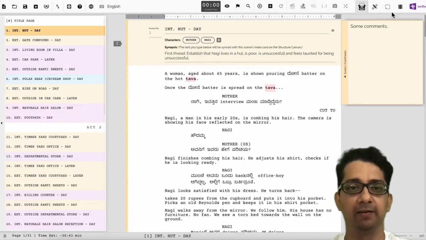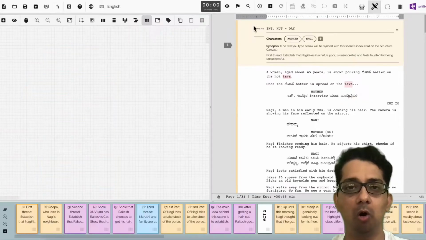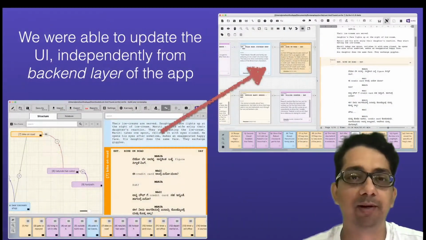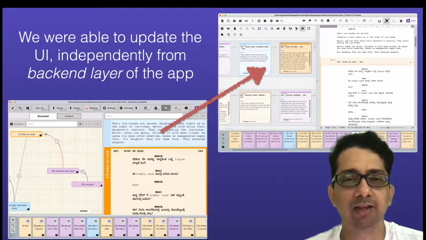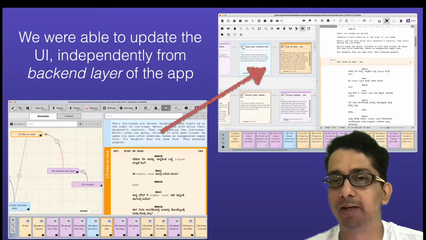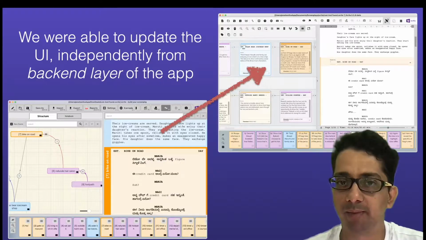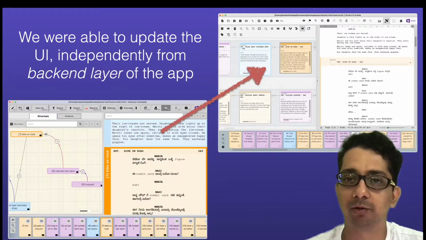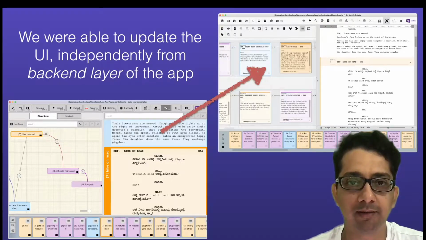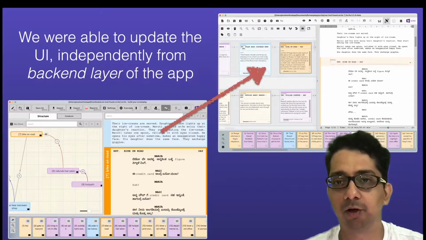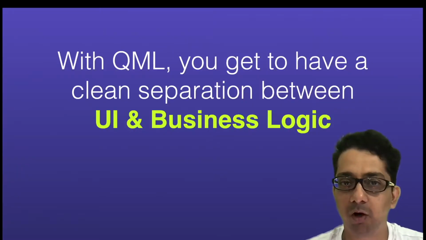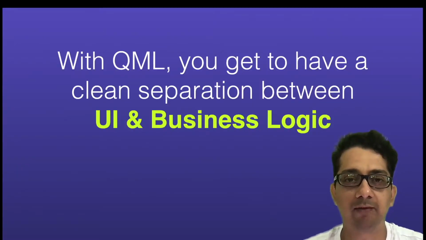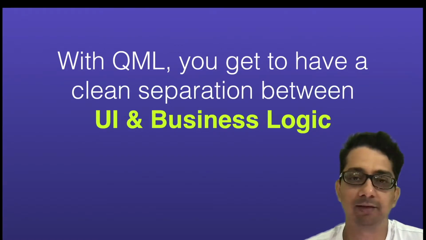In effect, we are able to carry forward all business logic. And that brings me to the second point I want to make in my presentation today. In the Scribe project, we were able to update the UI independently from the backend layers of the app. This allowed us to create new features in the backend layer and improve the presentation of these features in the UI effectively. This was possible entirely because with QML, you get to have a clean separation between UI and business logic.